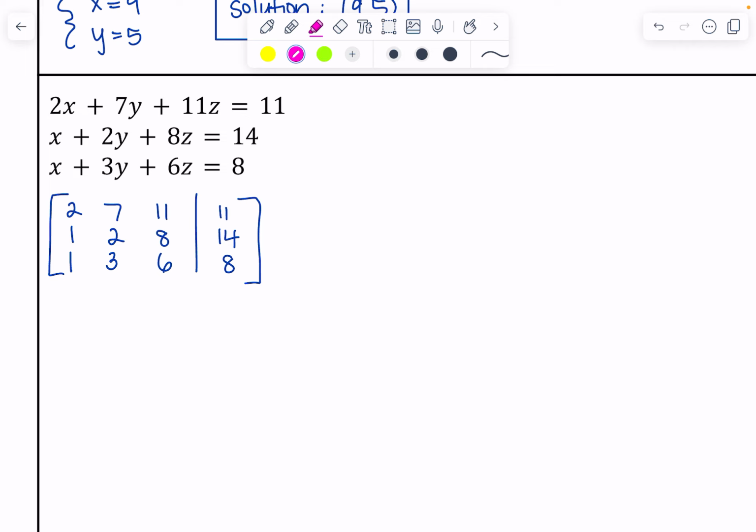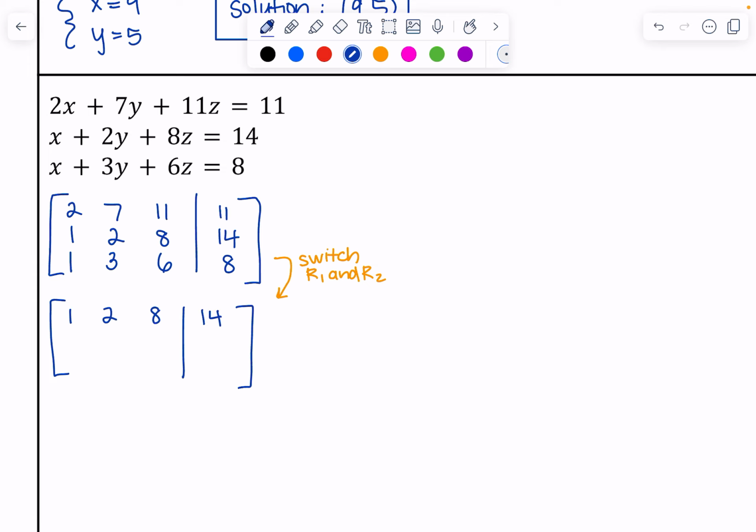So really quick, again, we're trying to get ones in the diagonal and then zeros in the corners. Okay, so this is a lot of work, but then there's no substitution. So kind of like the one we did before, if I switched row 1 and row 2, I would get a 1 in the top left corner like I wanted. So that's what I'm going to do first. I'm going to switch R1 and R2. So my new row 1 is going to be 1, 2, 8, 14. My new row 2 is going to be 2, 7, 11, 11. And then I'm keeping row 3, 1, 3, 6, 8.